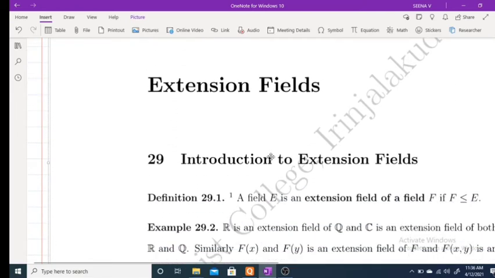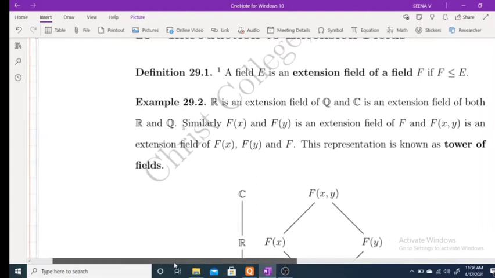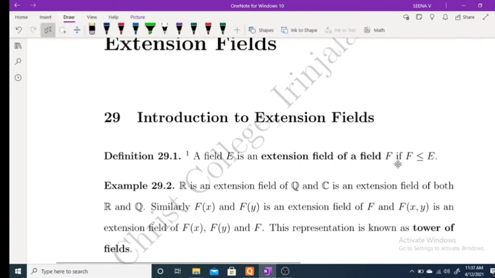Introduction to extension field. Now, what do you mean by an extension field? A field E is an extension field of a field F if F is a subfield of E. Then F is called the subfield, and E is called the extension field.